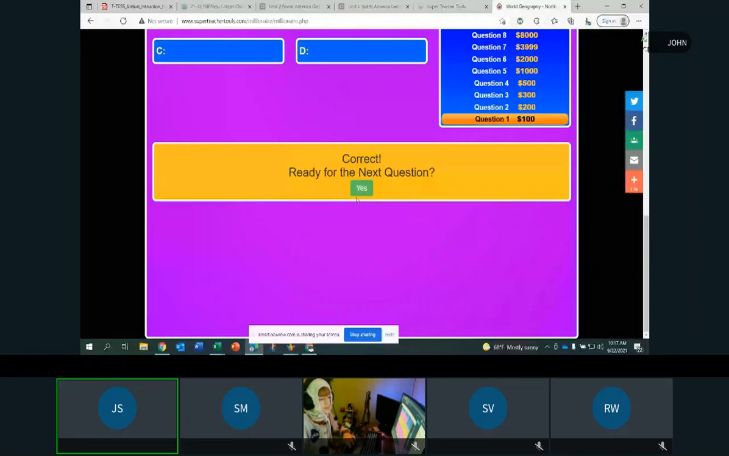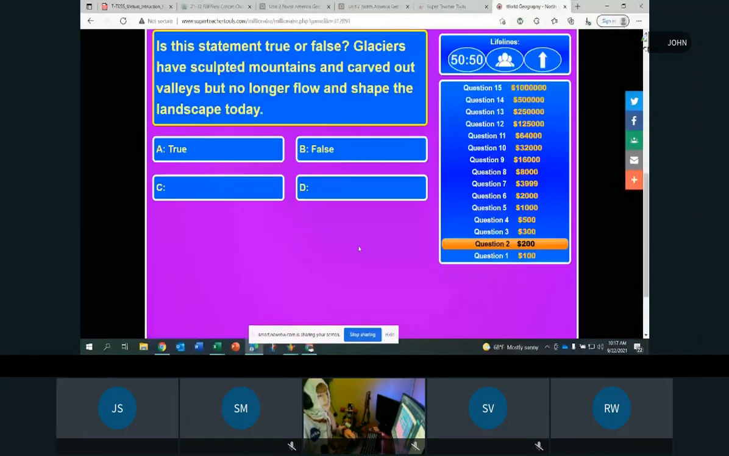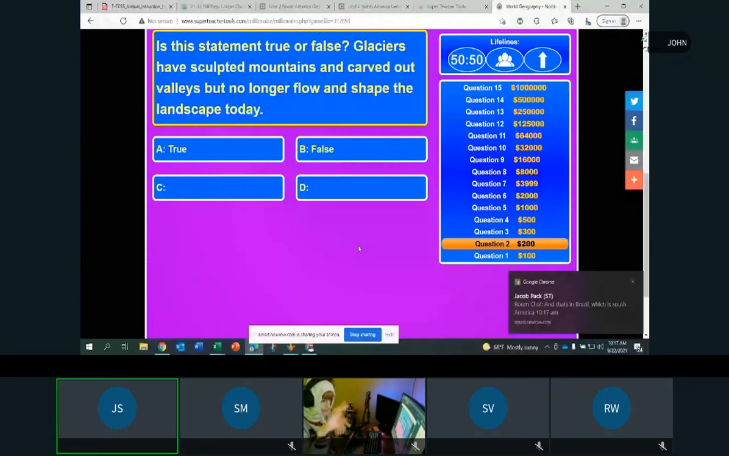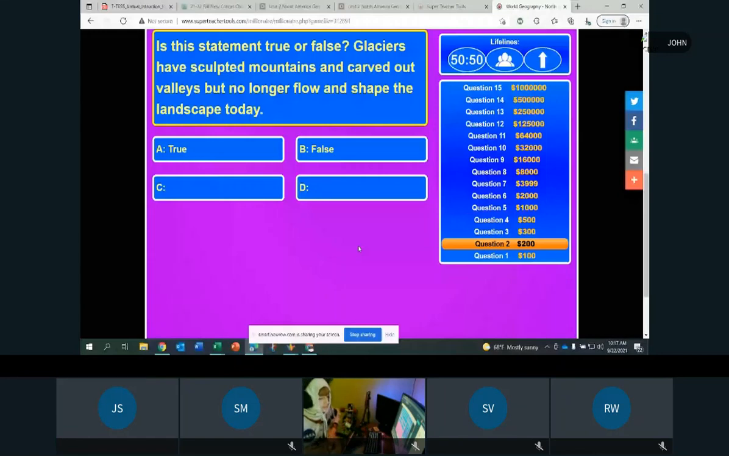Okay. Can you read the next question? Is this statement true or false? Glaciers have sculpted mountains and carved out valleys, but no longer flow and shape the landscape today. The Mississippi River is definitely the largest river system in North America. Okay, is this statement true or false? Glaciers have sculpted mountains and carved out valleys, but no longer flow and shape the landscape. True or false? Okay, so this one everybody's saying false.